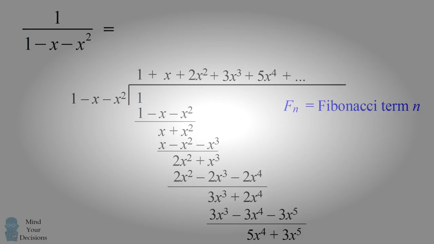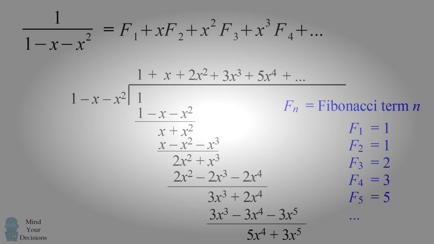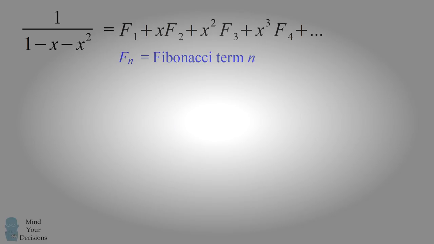If we write f_n as the nth Fibonacci term, we have 1 divided by this polynomial will be f1 plus x times f2 plus x squared times f3 plus x cubed times f4, and so on. Each new power of x will be associated with the next term of the Fibonacci sequence. So how is this going to help us solve the mystery?